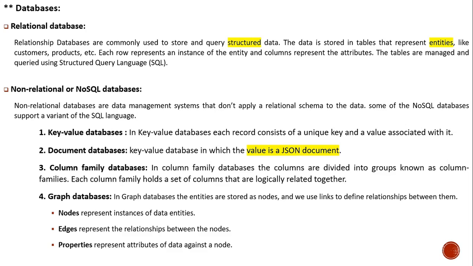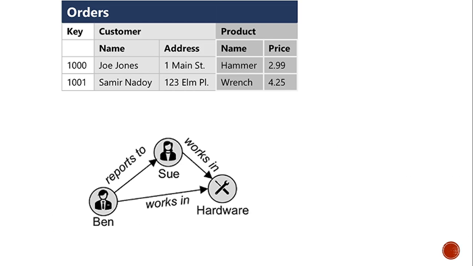The next one is the column family databases. In column family databases, the columns are divided into groups, and these will be the column families. To show you as an example, you can see this orders table where the customer is a different column family, the product is a different column family.